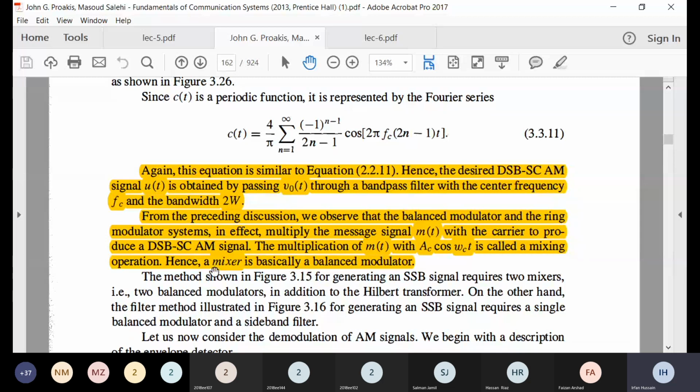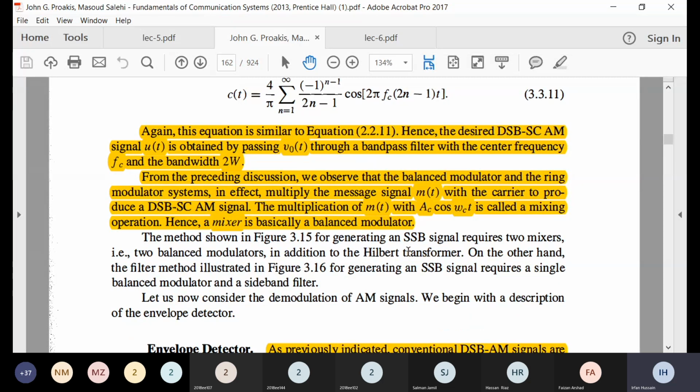In single sideband, we need m(t), then one copy of m(t) goes to a Hilbert transform and becomes m hat of t. Then one goes with a sine, and the other m(t) goes with a cosine. So you will require two mixers because you need two multiplications.